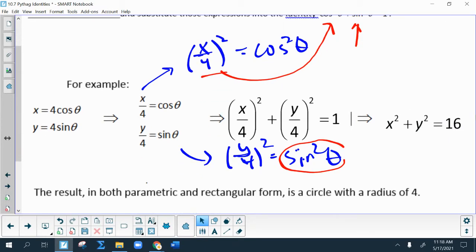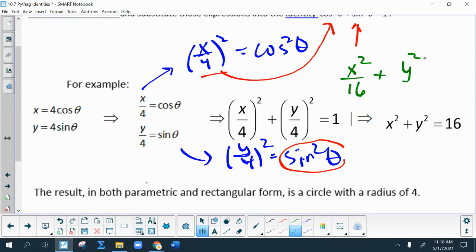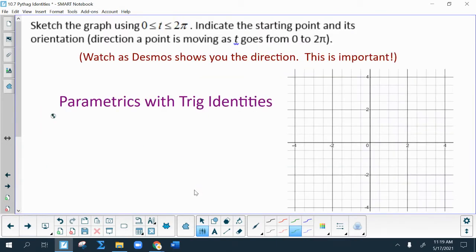So again, that's another step that I didn't show you here. So I could rewrite it: x squared over 16 plus y squared over 16 equals 1. And then I multiplied the whole thing by 16 to get x squared plus y squared equals 16, the equation of a circle with a radius of 4. It's true in both parametric form and in rectangular form that this is what's created, but the parametric form would give you a starting and an ending value. So we're going to go ahead and then graph this.